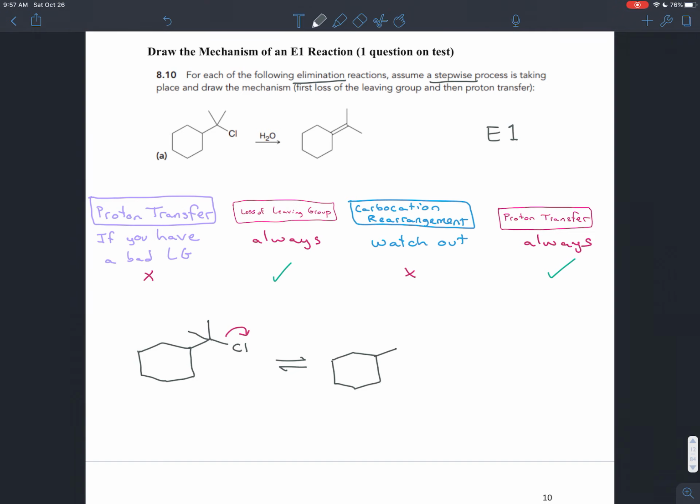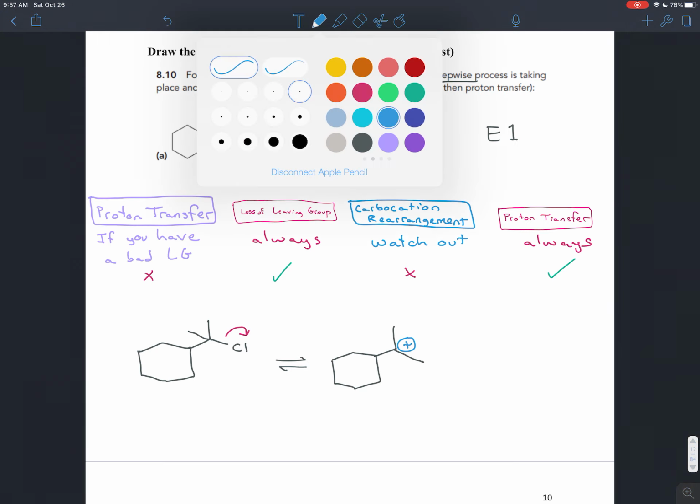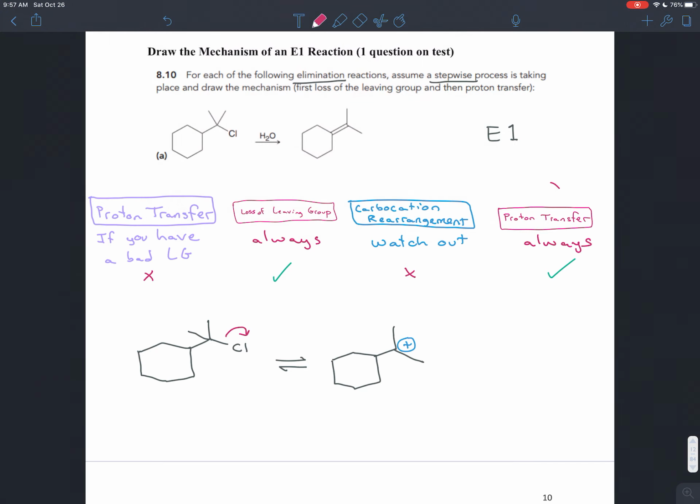So now we have just the two methyl groups left there. Remember, carbocations are trigonal planar, so I'm drawing that as trigonal planar. And there's our carbocation, and we've already done the analysis on this. That's a tertiary carbocation. There's not a more stable position nearby, and so that carbocation does not rearrange. So we just do our next step, which is the proton transfer. We don't have to worry about carbocation rearrangement.